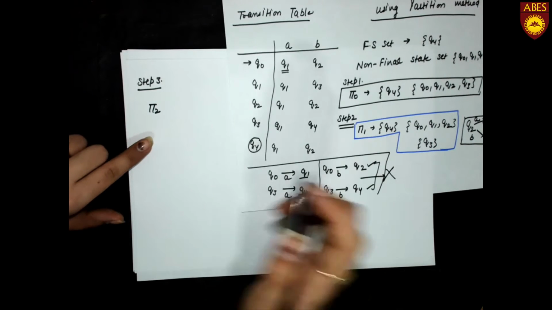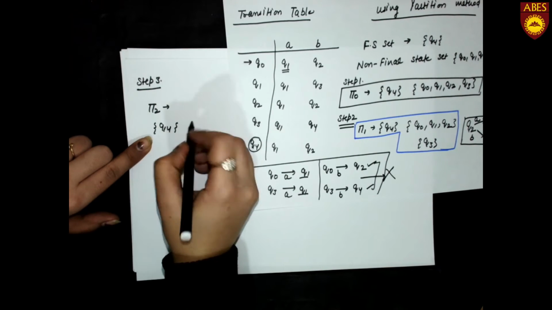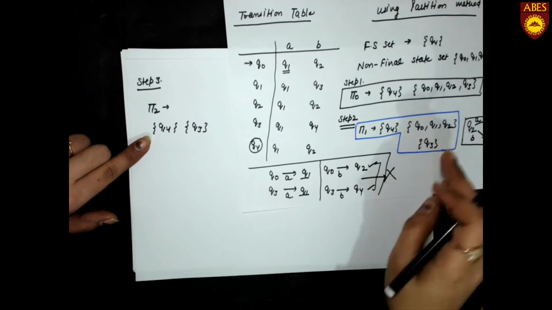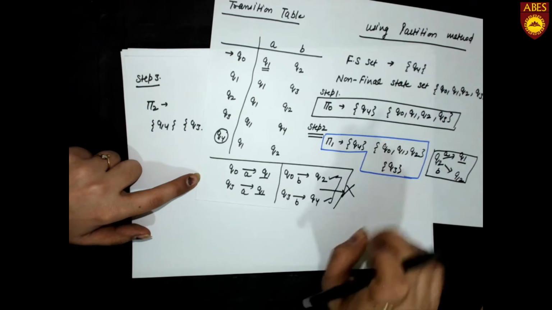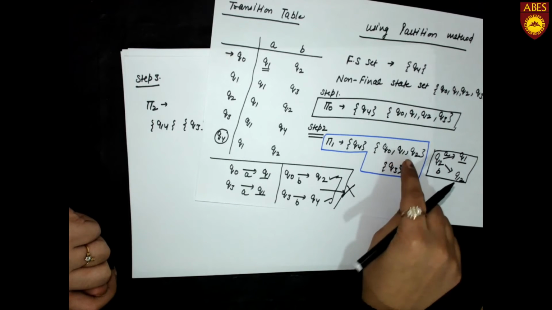Okay, now first is Q4, we cannot change this. Next set is our Q3, we cannot change this. Now comes Q0, Q1 and Q2. We have to find out the relationship between Q0, Q1 and Q2.